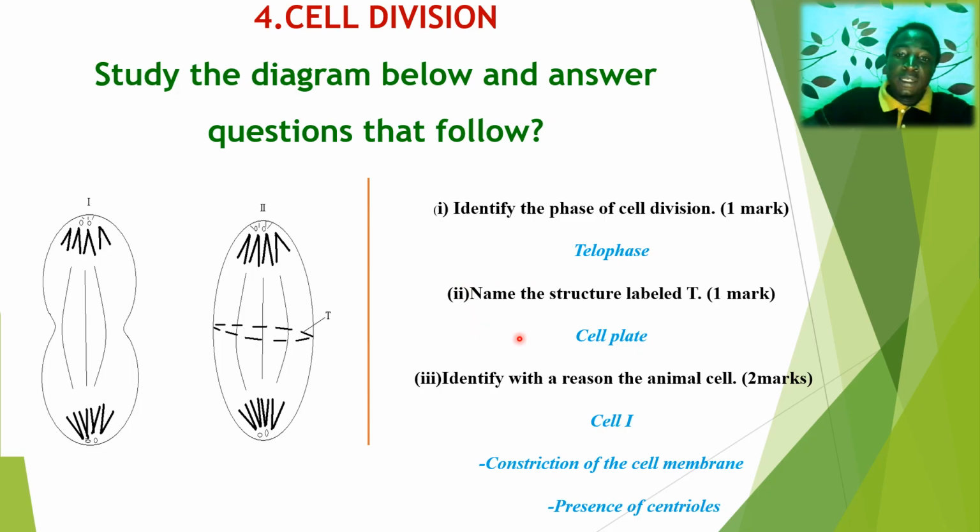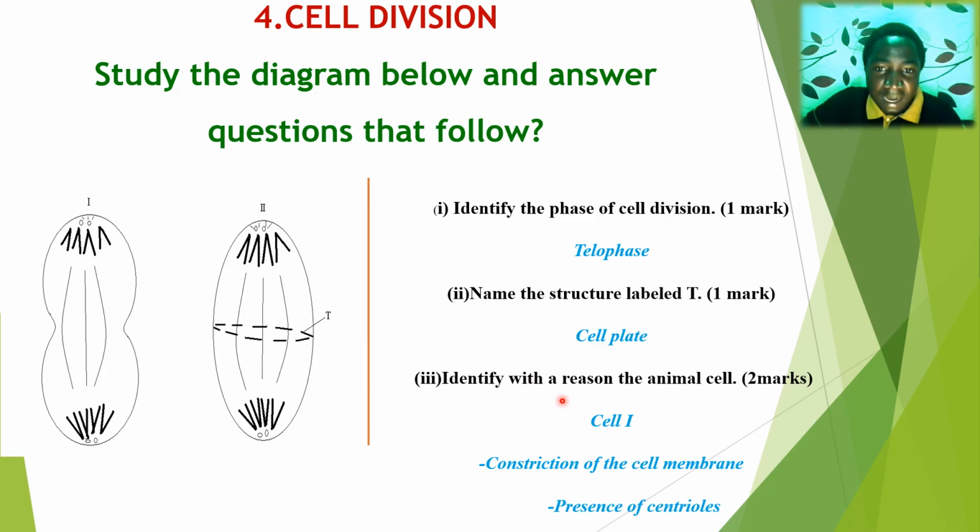Part 2. Name the structure labeled T. I've told you, when we have this form of division, and you see at the middle of the cell, we have a cell that is splitting and then forming something kind of a plate. This one is actually known as a cell plate. Therefore, the structure is known as cell plate.